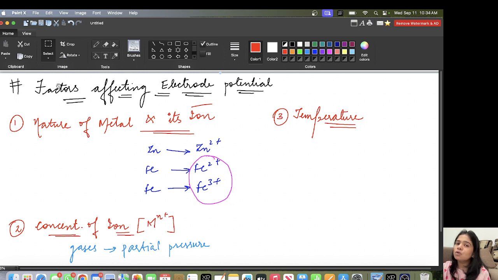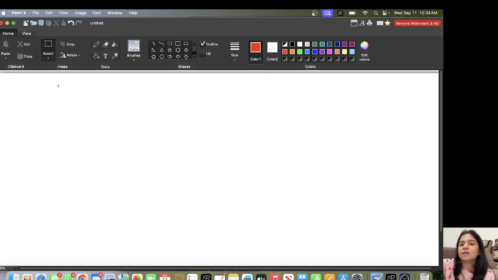It's a numerical value and you measure it in the unit of volts. And also we have seen the factors affecting electrode potential: the nature of metal, the concentration and temperature. You will become more familiar with these factors in the Nernst equation.